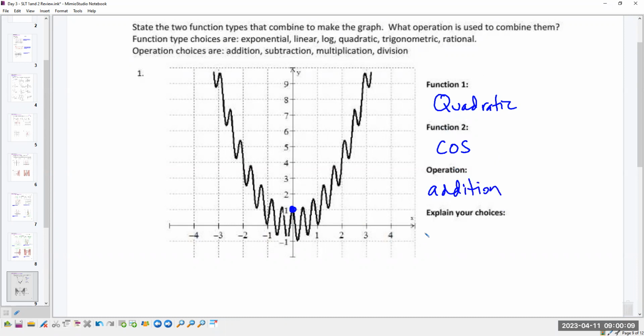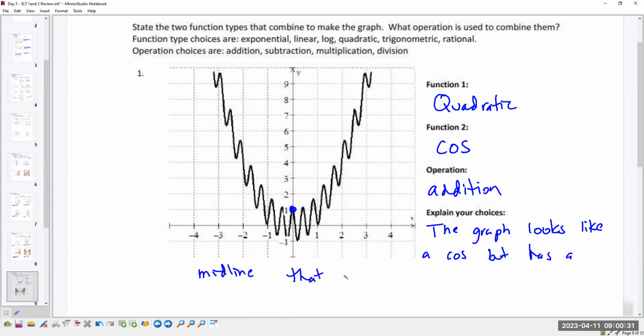And the reason, I'm going to say the graph looks like a cosine but has a midline that is a quadratic. The shape of the midline is a parabola.